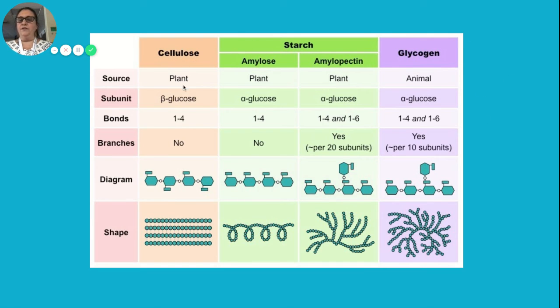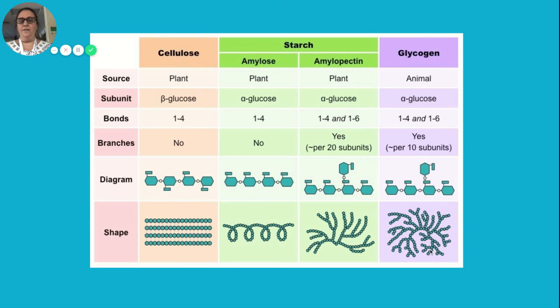So cellulose is made by a plant. It's a beta glucose, and then it just shows you a diagram of it and the general shape. Here's starches, two of those, amylose and amylopectin, and those are also both produced by plants. And what they look like. And then finally glycogen, which is made by animals, and that's also an alpha glucose, and that's what it would look like.